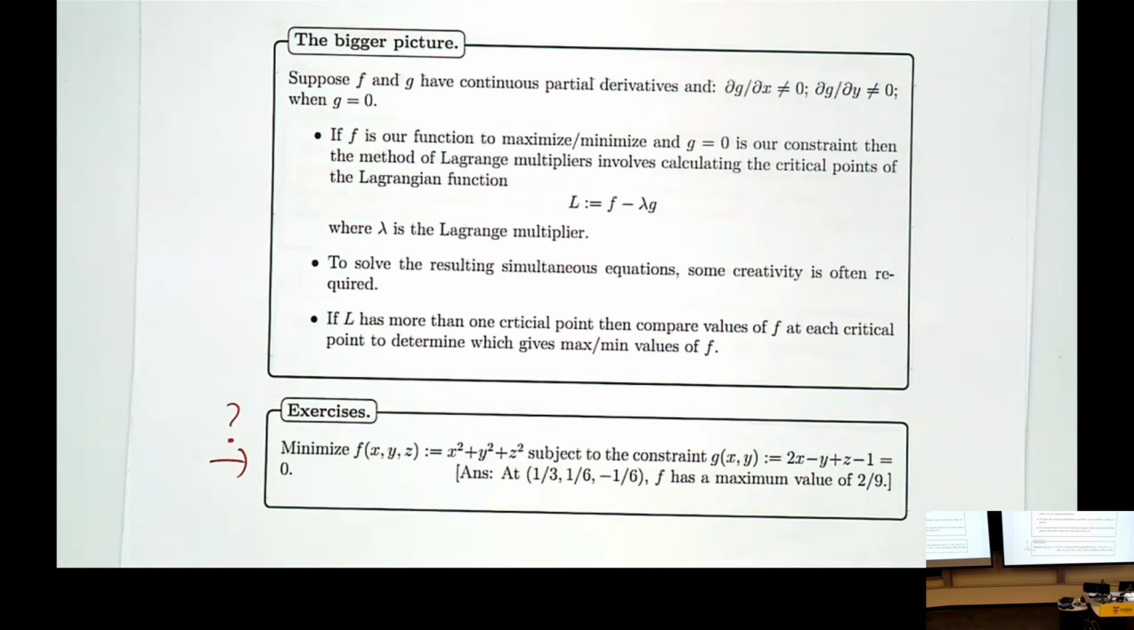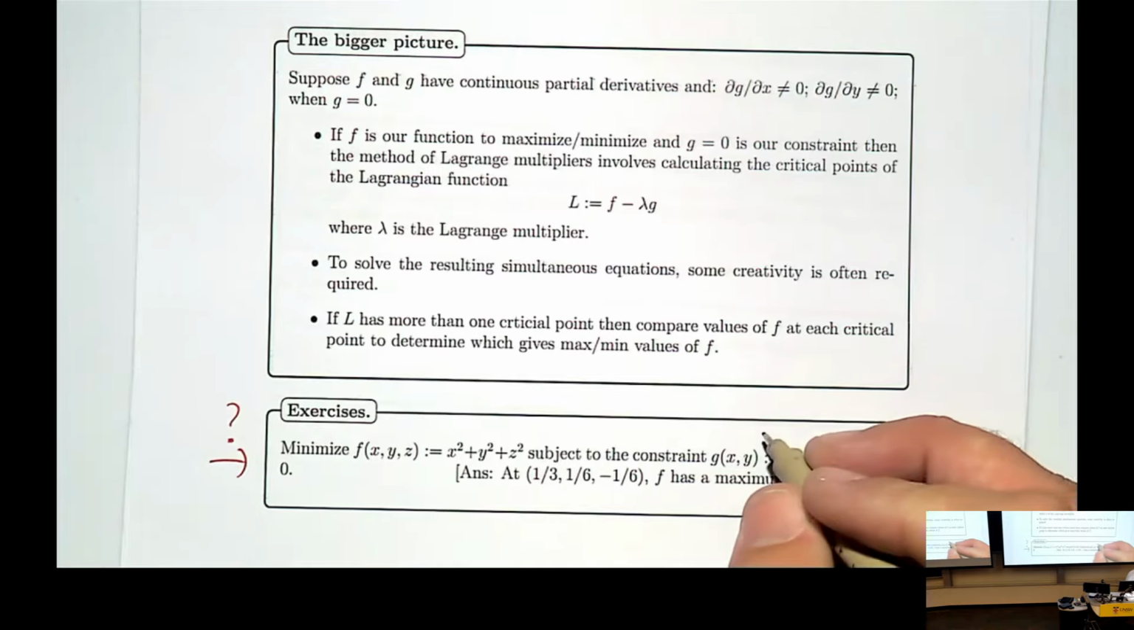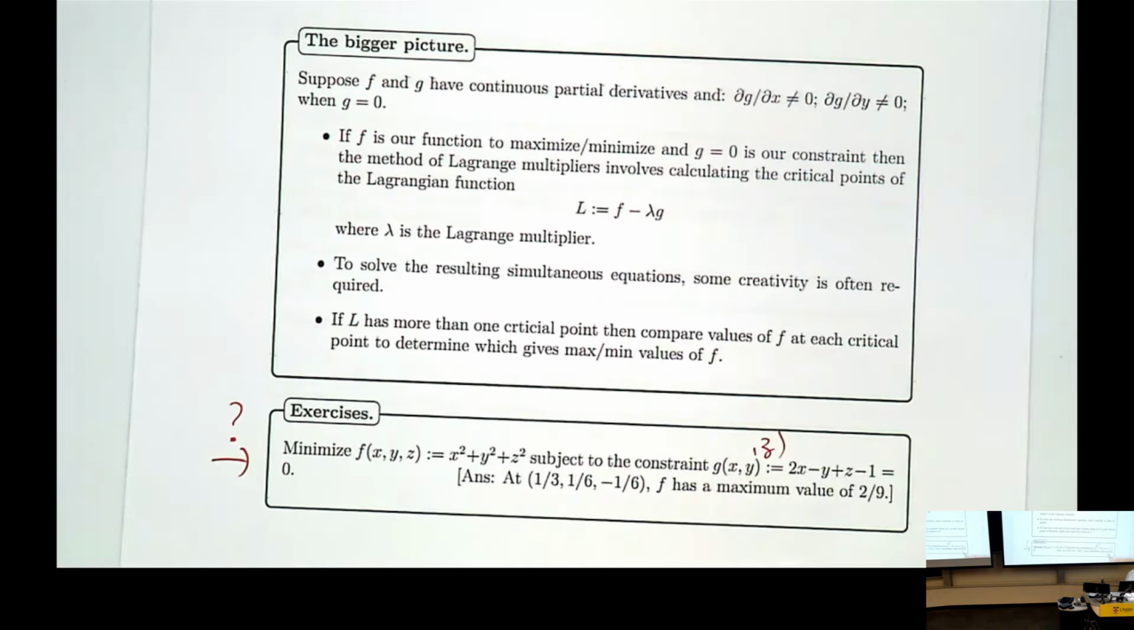Is it like g of x, y, z as opposed to just g of x, y? Yeah. That's one problem. So what are we trying to do in this problem? We've got a plane and we've got the square of the distance function. That's the f.